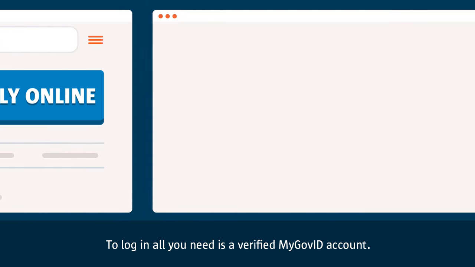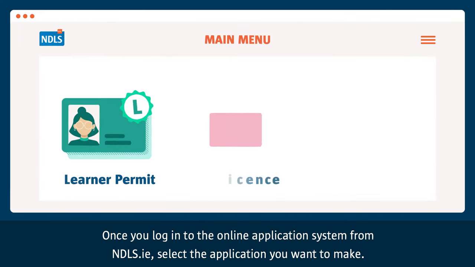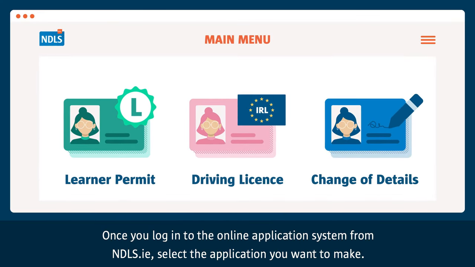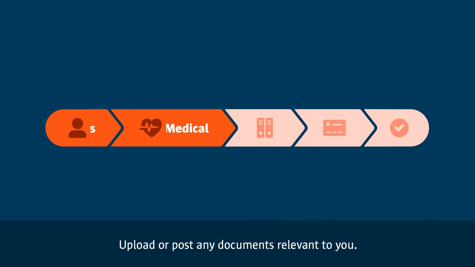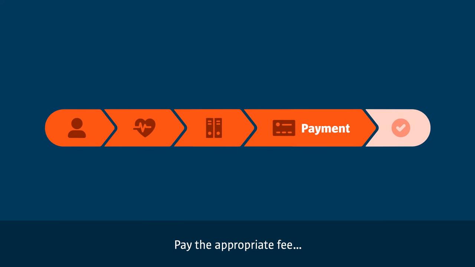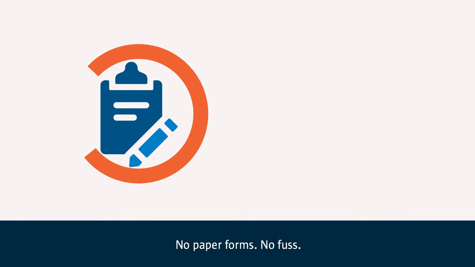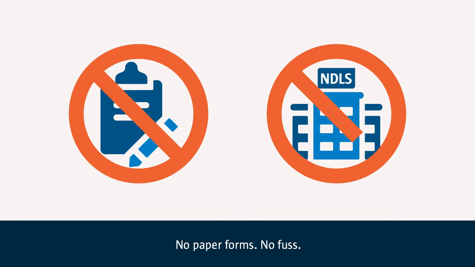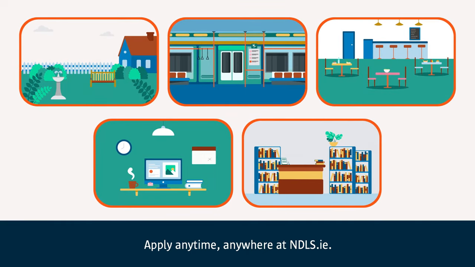To log in, all you need is a verified MyGov ID account. Once you log into the online application system from ndls.ie, select the application you want to make. Follow the steps. Upload or post any documents relevant to you. Pay the appropriate fee, and you're done. No paper forms, no fuss. Apply anytime, anywhere at ndls.ie.